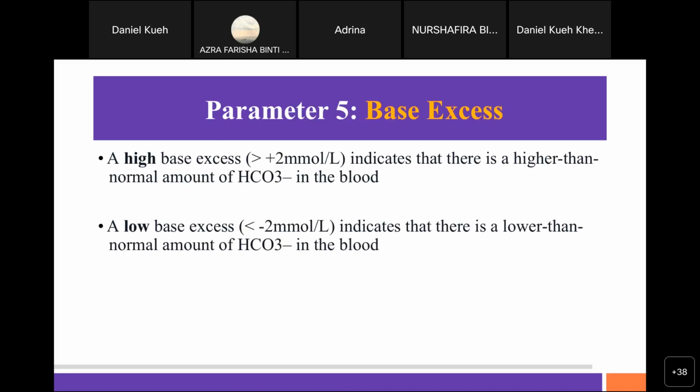So this is the fifth parameter, the base excess. When I asked the MO, they said it's not a very significant thing to look at, so just roughly go through. If you have a high base excess, it indicates a higher than normal amount of bicarbonate. Bicarbonate ion is the base. And if there's a low base excess, then there is a low bicarbonate ion.